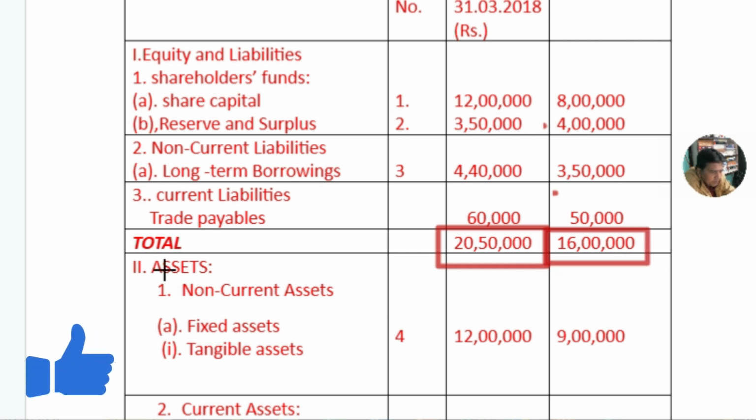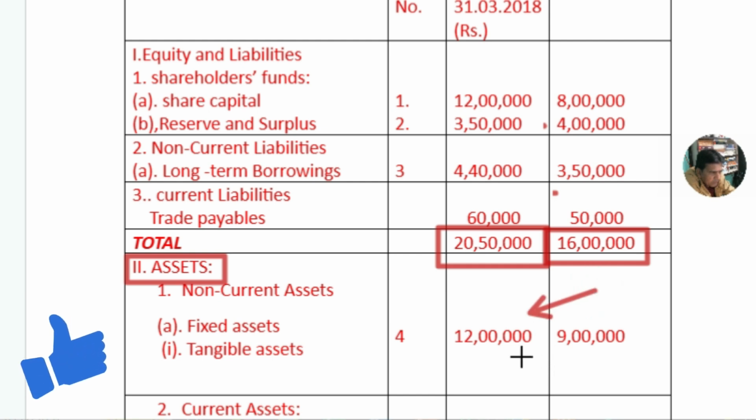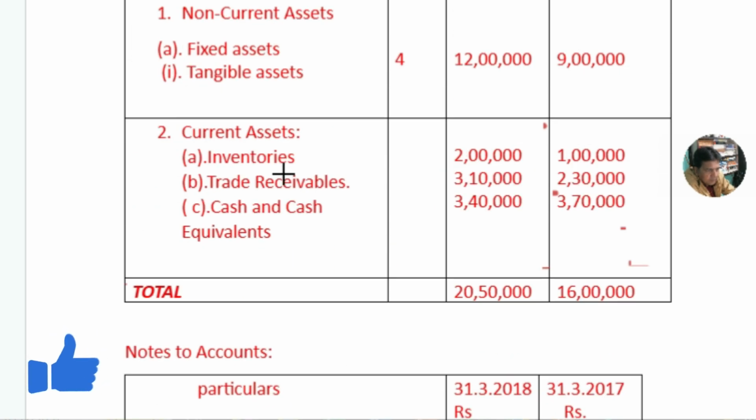Now the second part, assets. So in the assets part, non-current assets, fixed assets, and under the fixed assets, tangible assets. So the tangible assets value is increasing from 9 lakh to 12 lakh. When non-current assets increase, it means cash outflow, so it normally represents purchase of fixed assets. So when an asset is purchased, it is a cash outflow, minus.